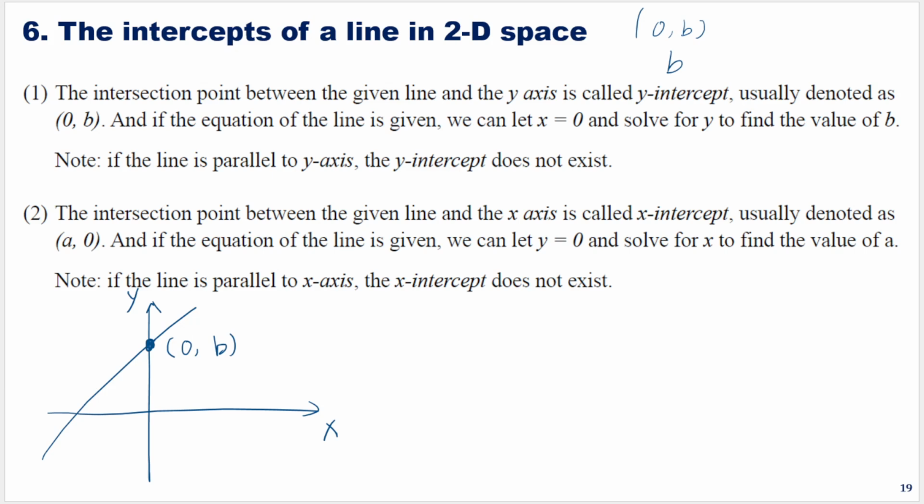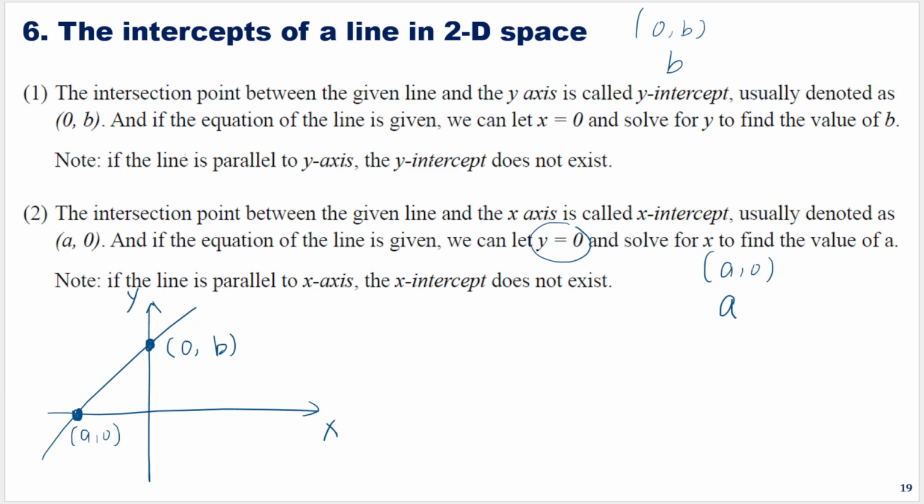That's a special case. And the x-intercept is defined as the point of intersection between the given line and the x-axis, which is this point here. And usually we use (a, 0) to denote the x-intercept. Again, you could either say the x-intercept is (a, 0), or you could also say the x-intercept is a number a, because for the x-intercept, the y-coordinate is always 0, right? And if you know the equation of that line, you could let y equals 0 and solve for x to find the value of a, right?